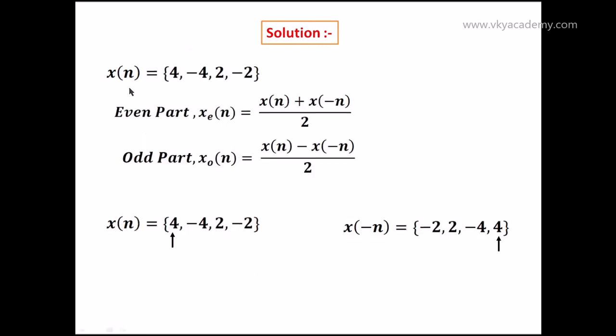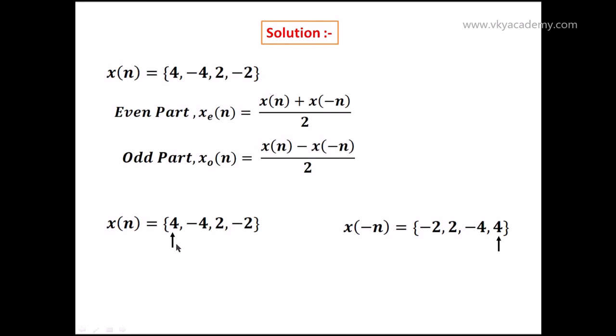Okay, next question is x of n equal to 4, minus 4, 2, minus 2. Now even part x even n is equal to x of n plus x of minus n upon 2, and odd part is x of n minus x of minus n upon 2. Now this is my x of n, which is the original signal, and this is x of minus n, the folded signal, or you can say time reversal signal. So as we know that for a time reversal, all the samples on the right side of the origin will be shifted to the left side of the origin. So minus 4, 2 and minus 2 will be shifted here, and it is minus 2, 2, minus 4, 4, with the pointer at the last sample.